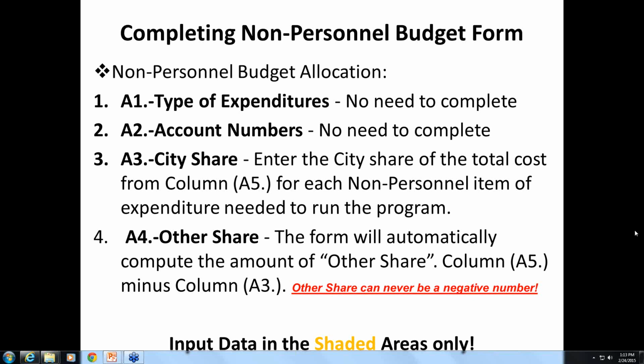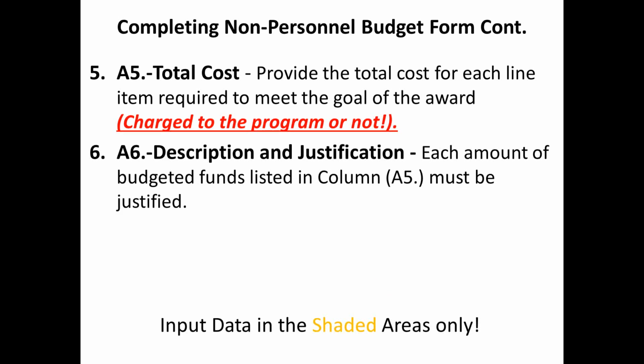And then back here to our slides, we have, again, city share, and we have other share. So the first thing we always want to do is complete total cost. So we want to first determine what the total cost is. Once we've determined the total cost, we know that these are all the costs that are required to run the program, whether charged to the program or not. Now, you want to say it cost us $100,000 to run the program, and then you want to say how much of an award we want to ask for. Okay?